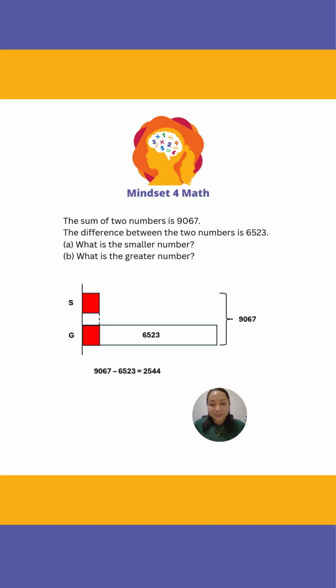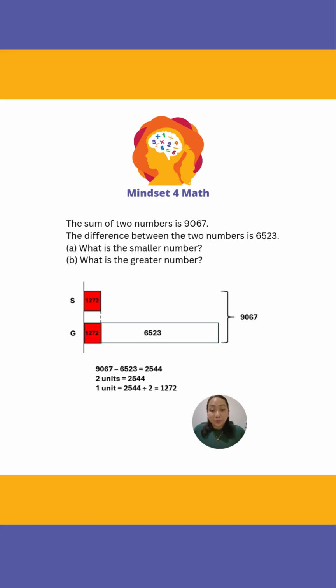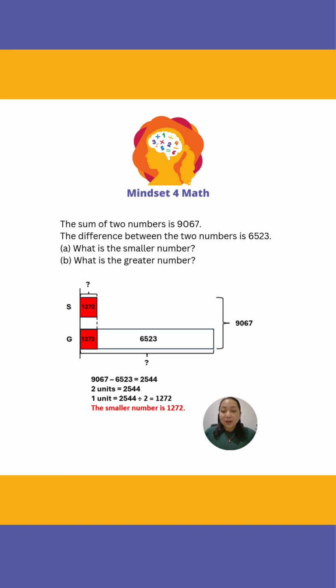2,544. To get what one unit is equal to, we have to divide 2,544 by 2, and the answer is 1,272. Let us now mark each of the red units 1,272. So now we can already tell that the smaller number is 1,272. The next question is, what is the greater number?